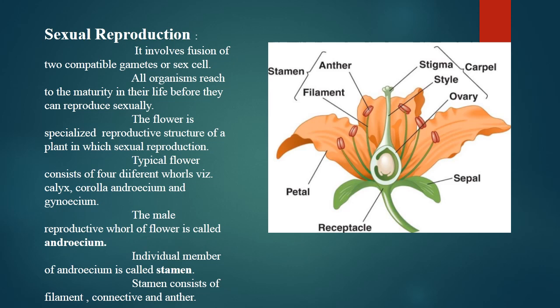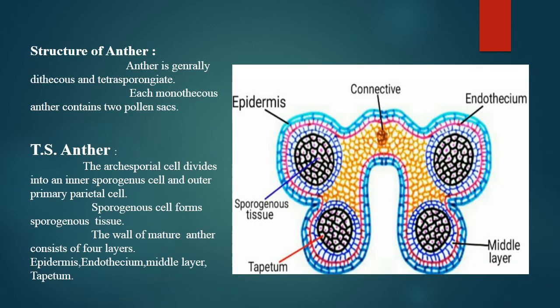In this flower, this is the anther, this is the filament; together we call it the stamen. Next, this is the stigma, this is the style and this is the ovary; together we call it the carpel. This is the sepal, this is the receptacle and this is the petal. These are the structures of the flower.